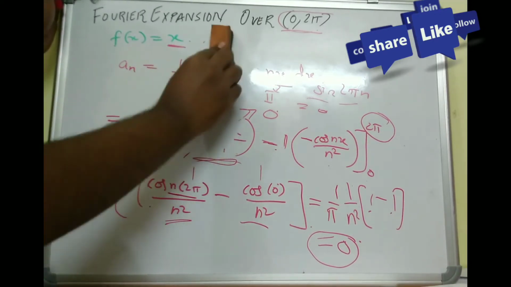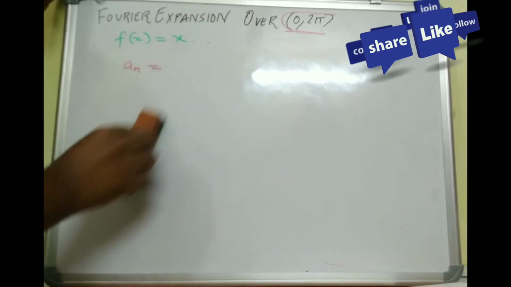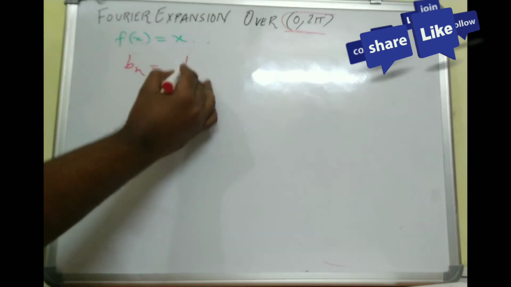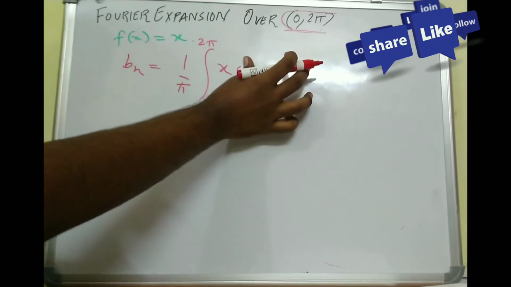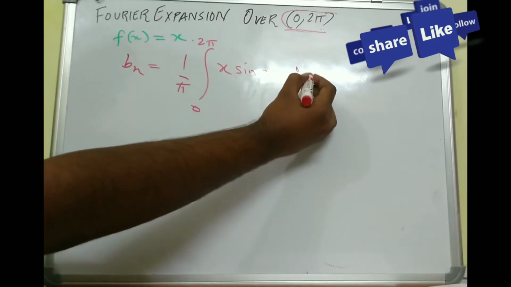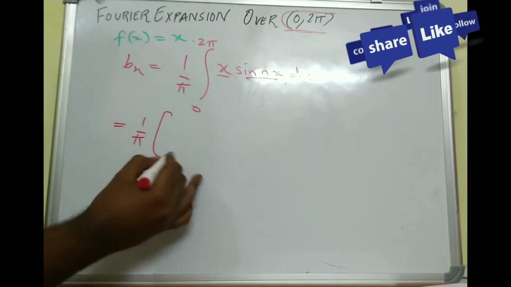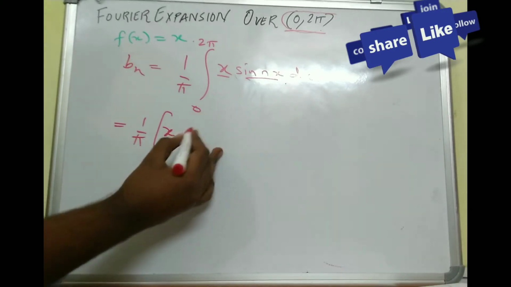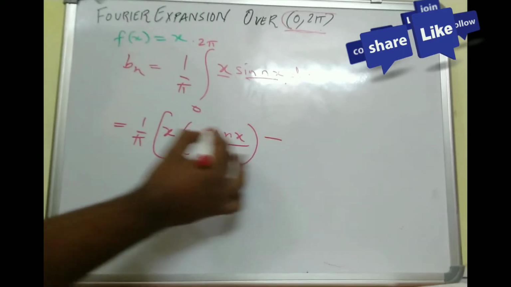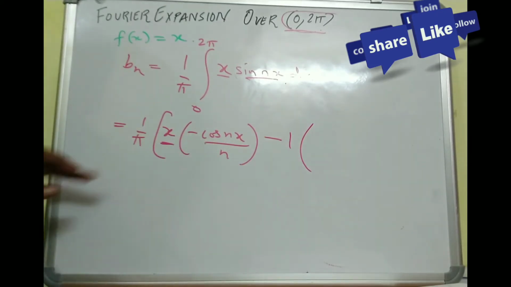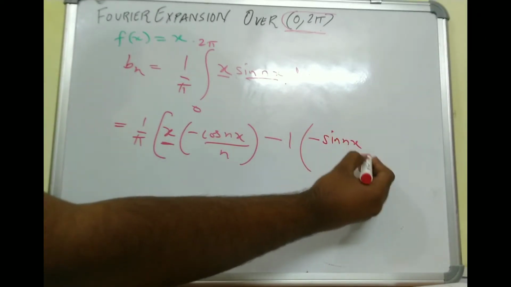Now what about bn? So we will solve for bn. The bn formula you already know. So bn is equal to 1 by pi integral of 0 to 2 pi f of x, x into sine nx dx. Now x is the first function, then the second function, so 1 by pi into first keep it as it is, integration of second, minus cos nx by n, minus differentiation of x, 1, into integration of cos nx, minus you keep outside. Cos nx integration is nothing but sine nx by n square.